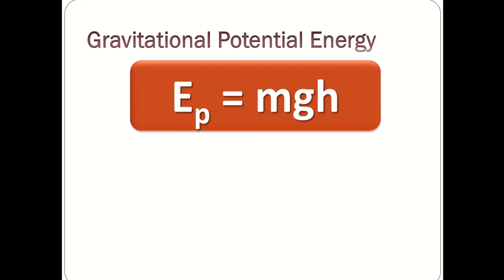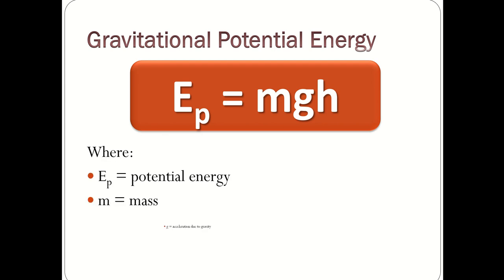So if you look at the potential energy equation, you're going to notice that it's the mass times the acceleration due to gravity times height, which is really the same equation that we saw when we talked about doing work against gravity. And that's actually one of the ways that we can derive this.